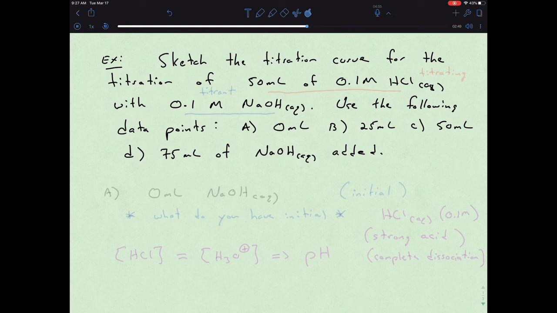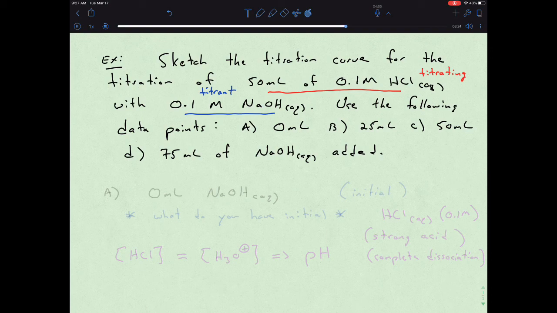So that's what we need to do. We need to sketch the titration curve, right? We're titrating basically 0.1 molar HCl. So this is what we are titrating. And we're titrating that with 0.1 molar sodium hydroxide. So that is the titrant. And so we have these four different data points. And then once we have those data points, we can then actually sketch the titration curve.